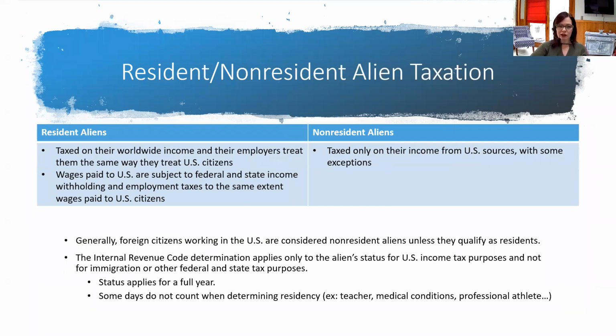Some days do not count when determining residency. Teachers that are here on a visa, medical conditions that occur when they're in the United States, professional athletes, and there's others as well, but those are some key ones.